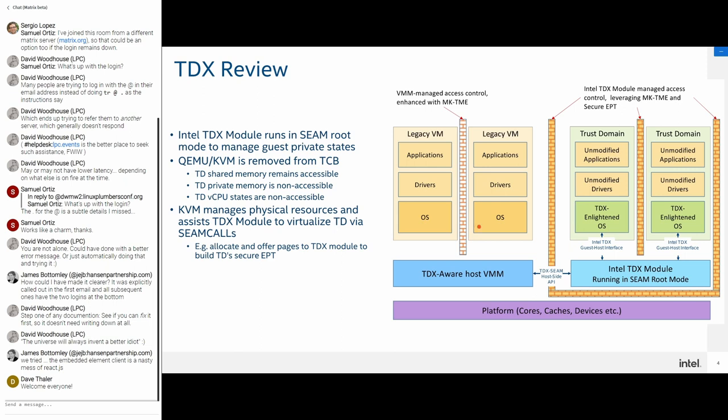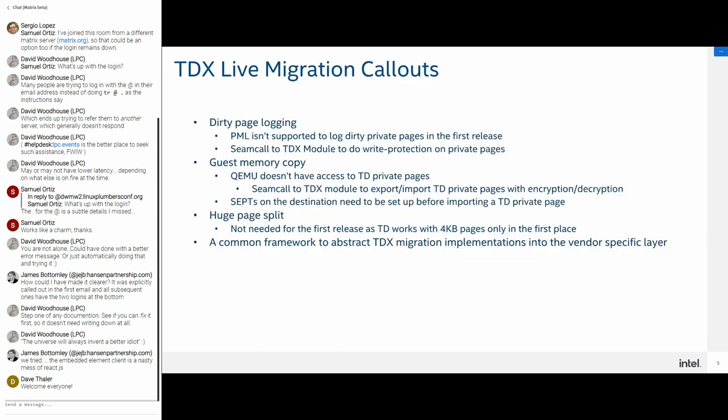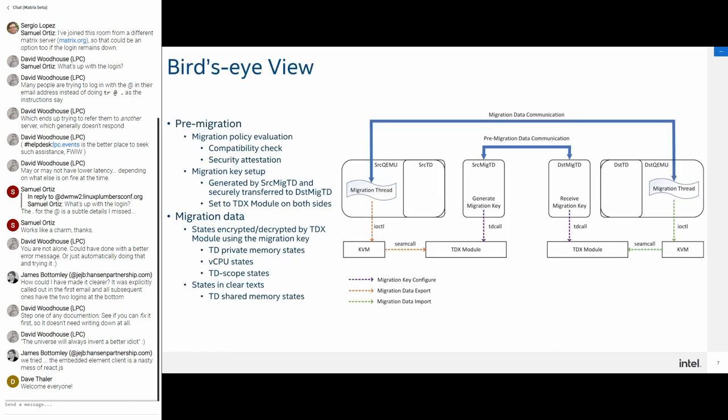For example, for the secure EPT management, KVM still owns the memory allocation, so it gets the memory from the host memory management and then gives the page to the TDX module to build the secure EPT. So KVM talks to the TDX module through those SEAM calls. There are a couple of SEAM calls exposed for KVM to use. Probably for this slide, I will skip this one. So I will directly give a high-level overview of this TDX live migration framework.